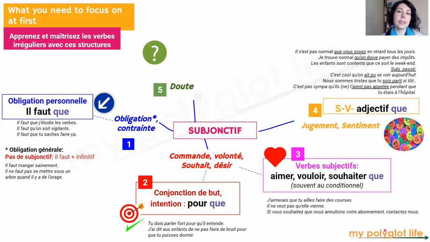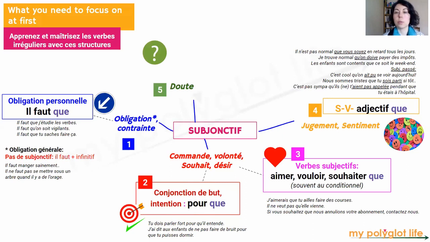And here we can easily use the subjonctif passé because often the action of verb 2 is finished before the action of verb 1. Verb 1 is often just expressing your feeling at the moment about something that happened in the past. And that's when we use the subjonctif passé. For example, c'est cool qu'on ait pu se voir aujourd'hui. So I met a friend today and we're about to say goodbye, and I want to say I had a really good time and it was really nice that we had the chance to see each other. C'est cool qu'on ait pu se voir aujourd'hui.